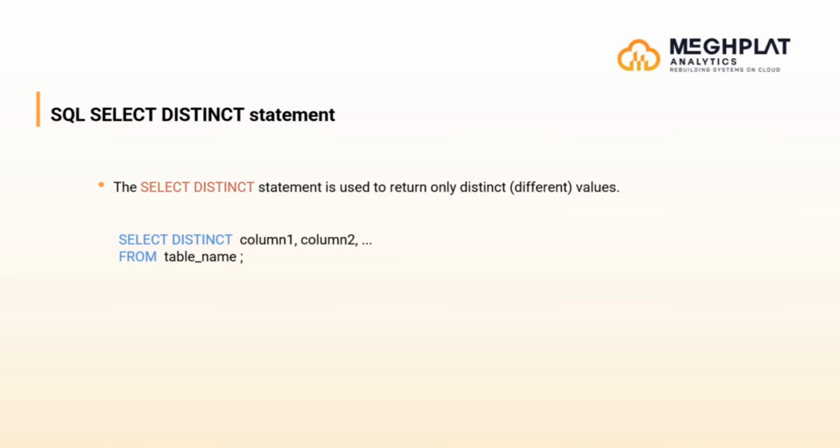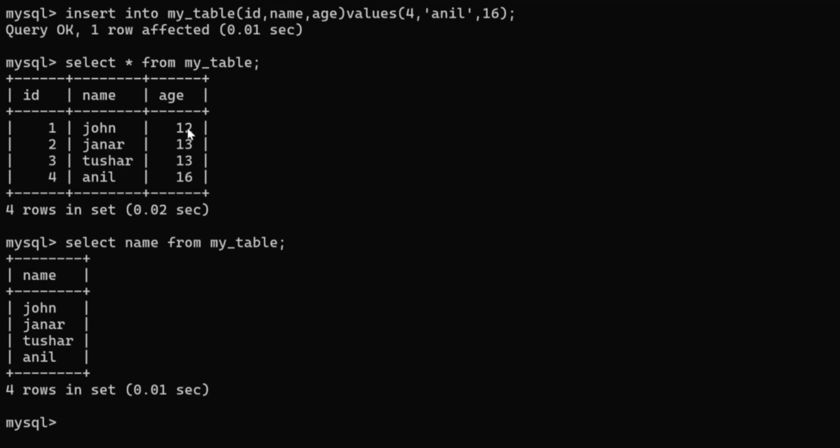SQL select distinct statement. The select distinct statement is used to return only different values. So the command we use is select distinct, then the column and from which table we need to fetch. So in this table you can see there are duplicate values. I mean age is repeated twice. I mean 13 is repeated twice. So this we can call duplicate values. Jannar and Tushar's age is 13.